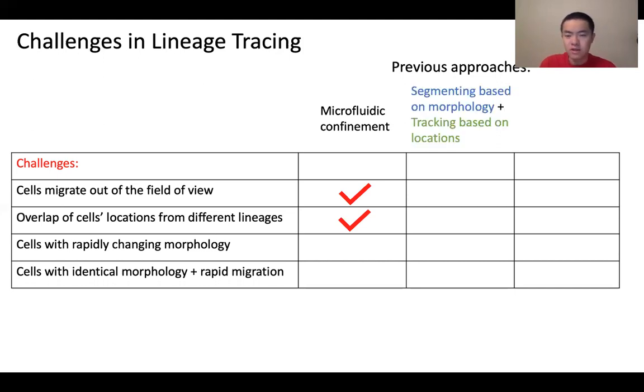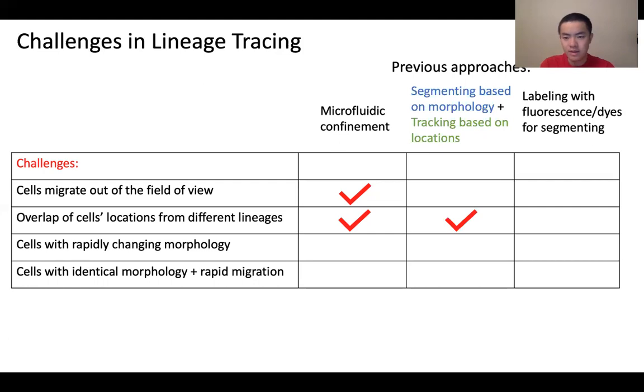We can also trace cells based on their morphology and track based on the cell's location. It does not help if this method is applied alone. Cells will still move out of the field of view, but it can help us separate the cells from different lineages and solve the overlapping problem.